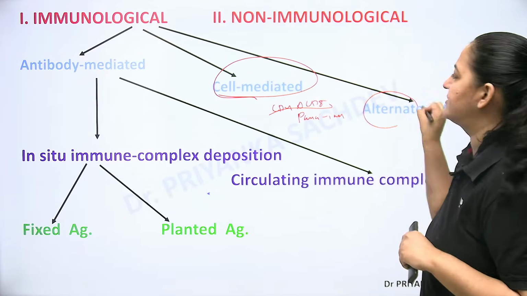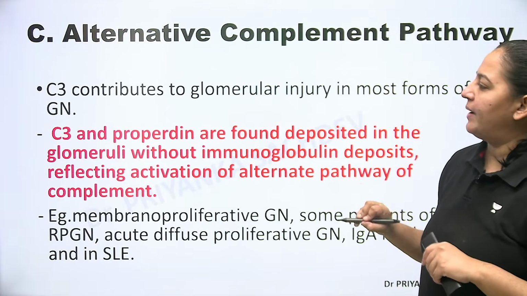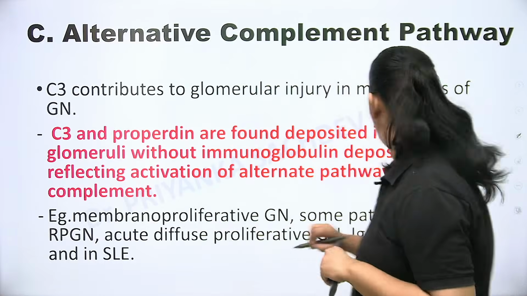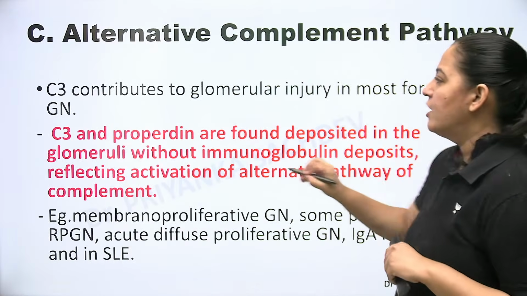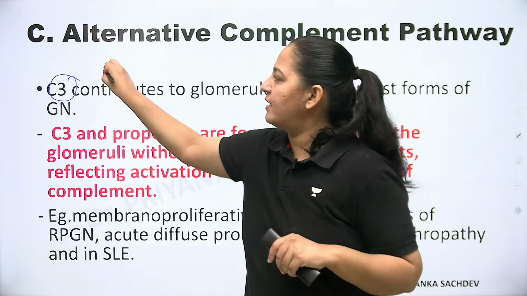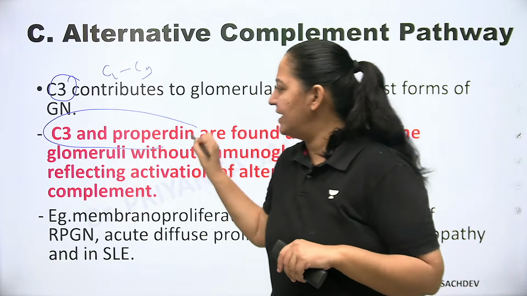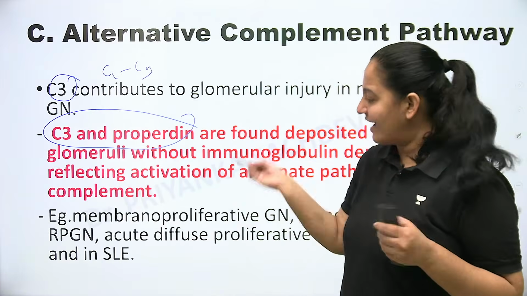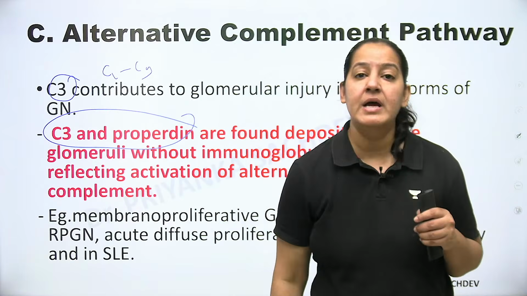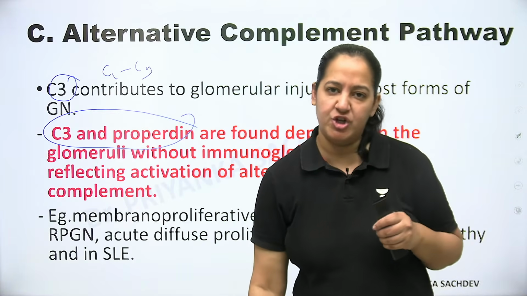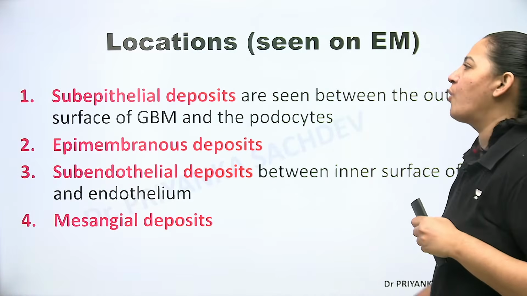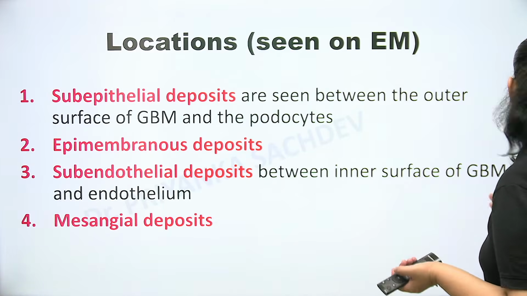The third pathway is the alternate pathway. In the alternate pathway, complement will come into play, especially C3. You know, in the blood, complement C1 to C9 are present. That complement and properdin, these are the components of the complement system that will cause the inflammation of the barrier, that is the filtration barrier, the filtration membrane. So those are the three. Now coming to the location of the deposit.